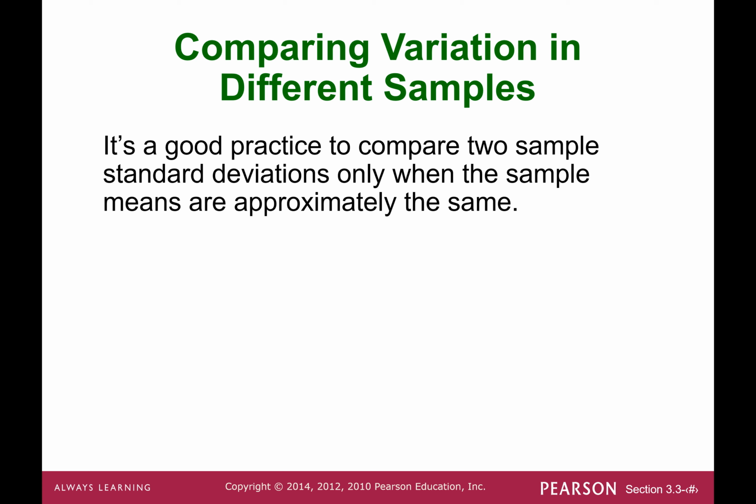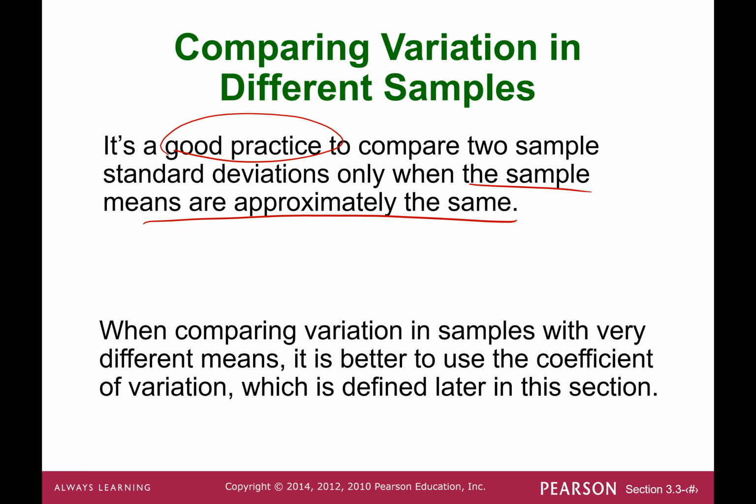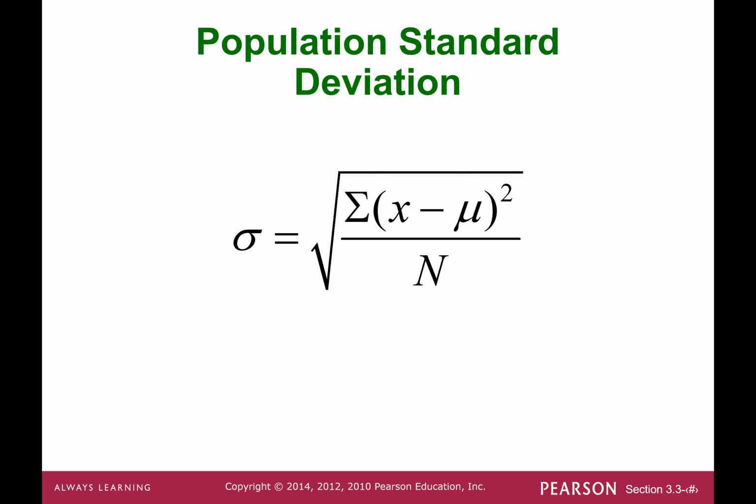And if you want to compare variation in different samples, compare two sample standard deviations only when the sample means are approximately the same. This is good practice. Only when they have the same mean does comparing the standard deviations make more sense. When comparing variation in samples with very different means, it's better to use the coefficient of variation, and we're going to talk about that. It's abbreviated CV, coefficient of variation. It's used to compare variations in different samples.